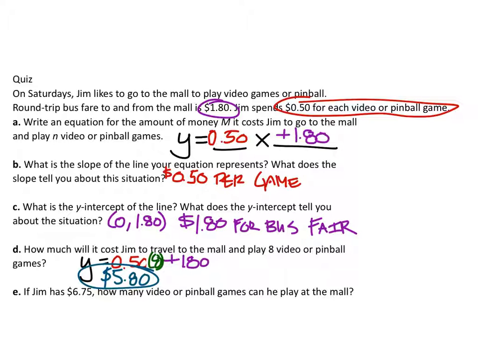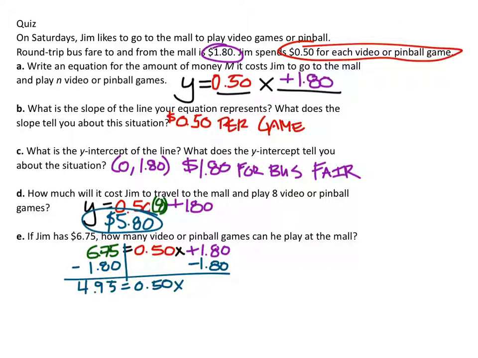E. If Jim has $6.75, how many video or pinball games can he play at the mall? So I'm going to use the same equation, the one from part A, and I'm going to replace y, which is the cost, with $6.75. So this becomes an equation that we can solve. And this comes down to $4.95 just for the games after we subtract the $1.80. I'm using the subtraction principle of equality, just like we did in the last unit. And this is a one-step equation now that we can solve.